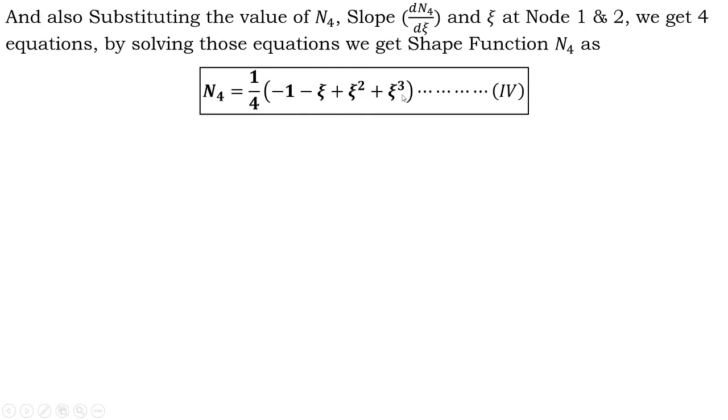Once again it is similar to the value of n2 you derived for the shape function at node number 1, only there is a change in the sign. There it is plus 1 plus zeta minus zeta square plus zeta cube, something like that. So the sign is going to change but the terms are the same.